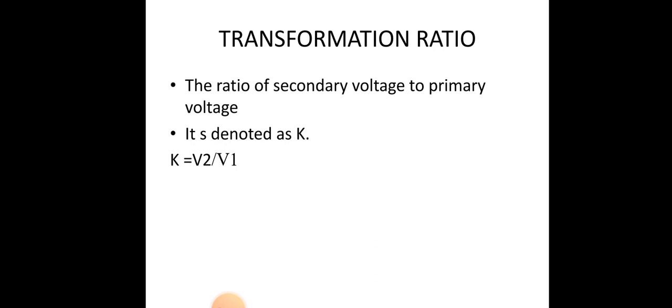So the transformation ratio is the ratio of secondary voltage to primary voltage. It is represented by K. So K equal to V2 by V1. Depending upon K, the transformer is again classified into three types, that is step up transformer, step down transformer and auto transformer. For a step up transformer, the K value is greater than 1. For a step down transformer, the K value is less than 1. And K equal to 1 means an auto transformer.